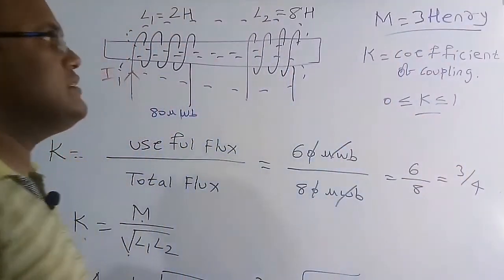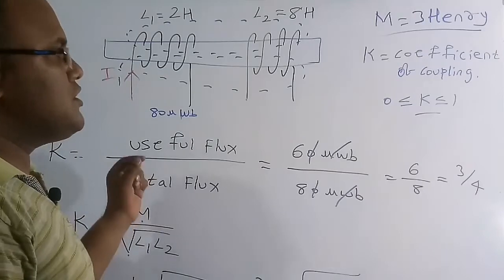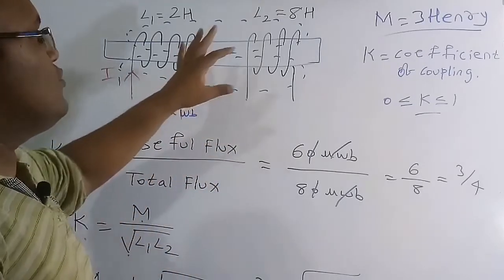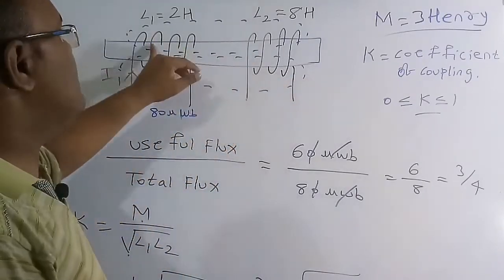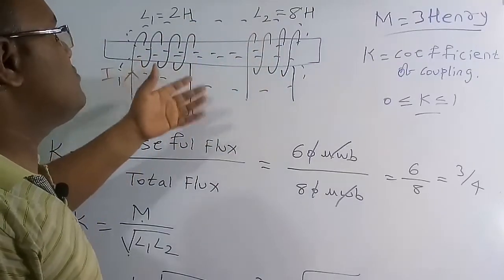So the only thing that you need to remember is that the coefficient of coupling is the ratio between the useful flux, or the mutual flux between coil 1 and coil 2, and the total flux produced by coil 1. Now we are going to solve the fourth question.